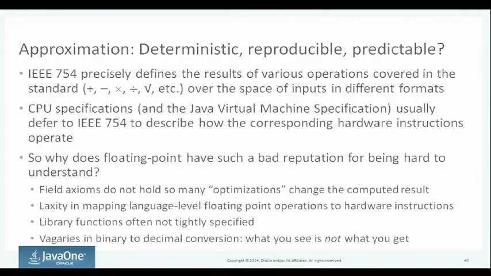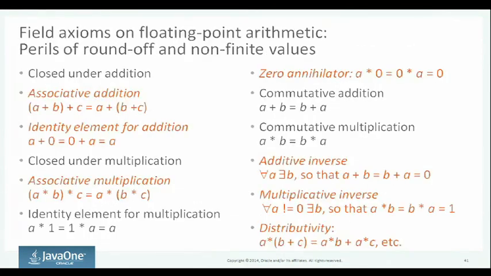Another issue, often library functions are not tightly specified, so you're not just using the basic arithmetic operations, you're using the math library, sine, square root, other things. Those can change. And a very important one, base conversion, decimal to binary and binary to decimal conversion. There's a lot of surprises in there that cause people to be confused about floating point. And we'll talk about all of these a little bit later. All right, so these are the field axioms again.